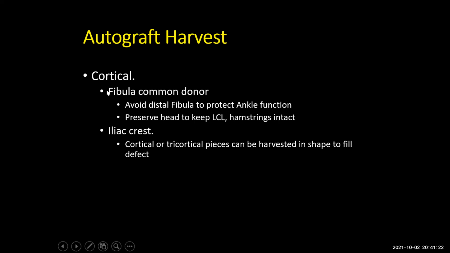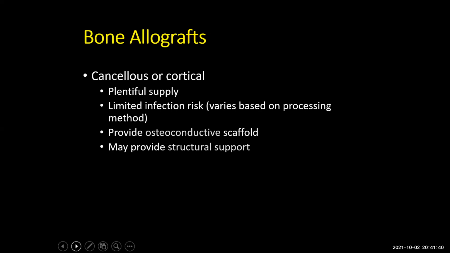percutaneously also. Cortical graft: the fibula is a common donor; avoid the distal fibula to protect ankle function. Preserve the head to keep the lateral collateral ligament, and hamstrings should be left intact. Cortical and tricortical pieces can also be obtained from the iliac crest.